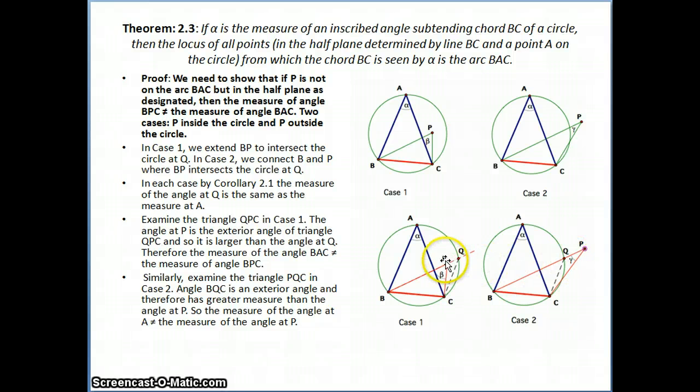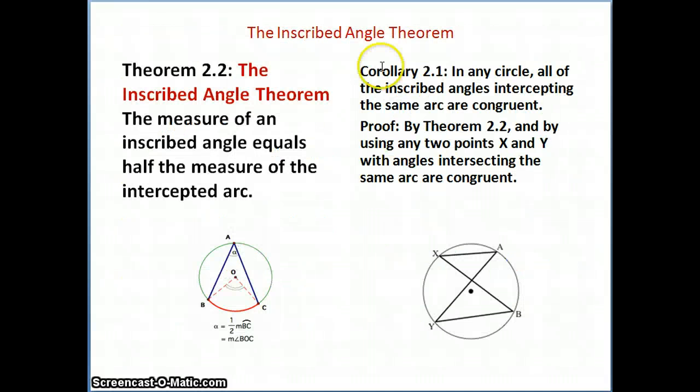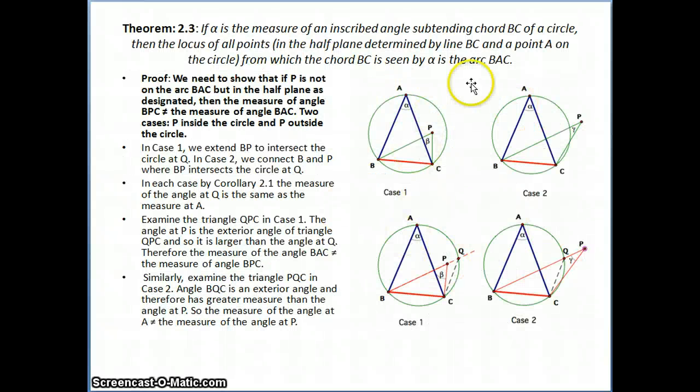So if P is inside, beta is greater than alpha. If P is outside, alpha is greater than gamma. That means if we want them to be equal, this point has to be on the arc BAC, anywhere on the arc. So combining the last corollary 2.1 and the proof here of these two cases, we proved theorem 2.3.